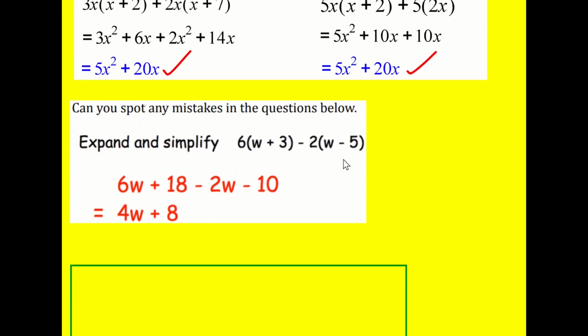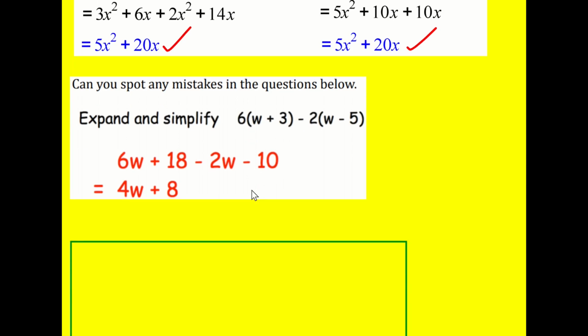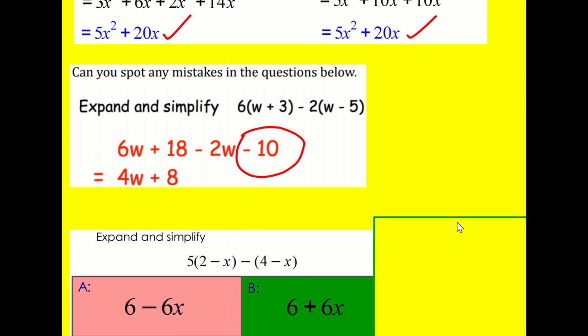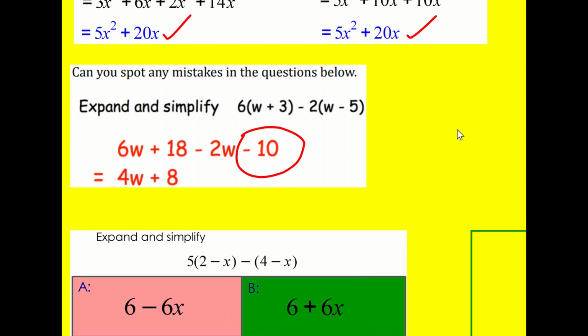Okay, can you spot any mistakes in this question? Well, it's looking pretty good, but you can hopefully see the error is here. It's this minus 10 because I've got a double negative. I've got minus 2 times w. That's all good, but then it should be plus 10, and then it should be plus 28. So you just have to spot the error here.